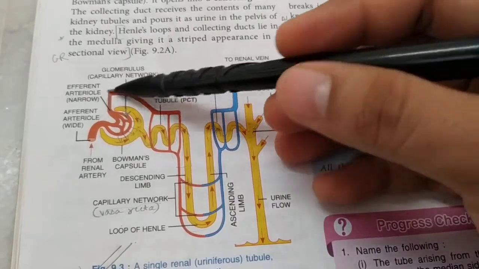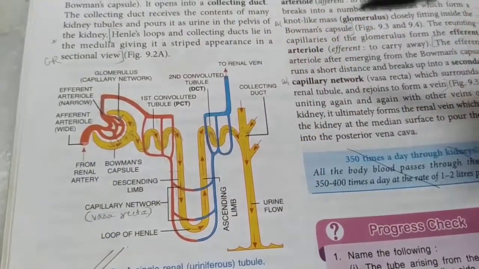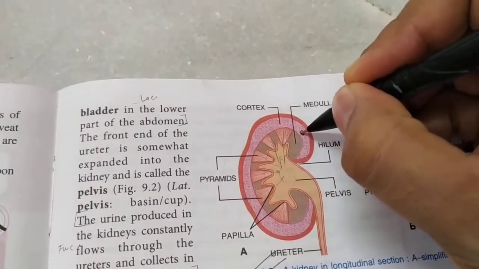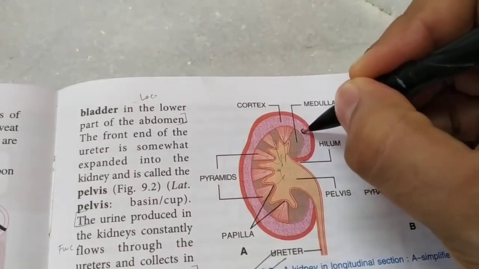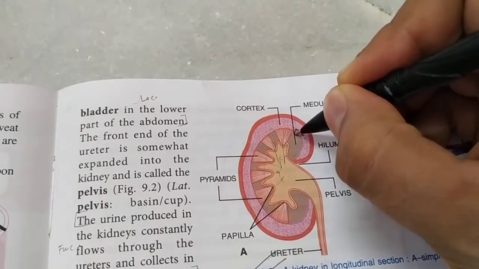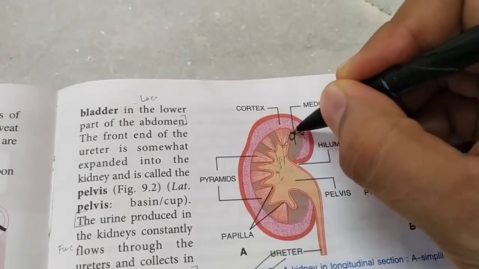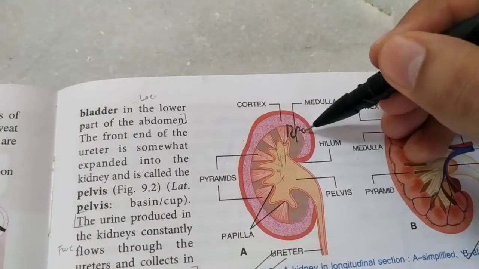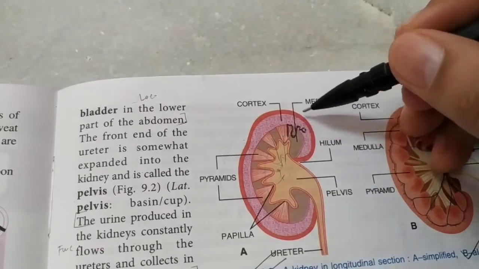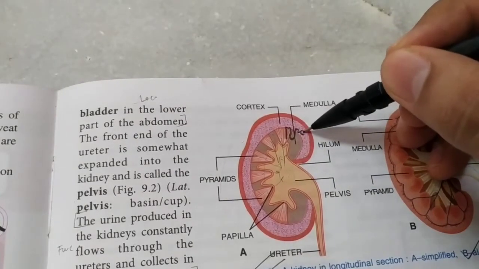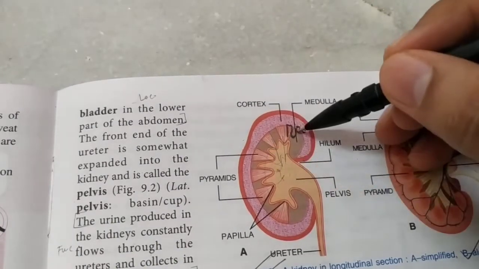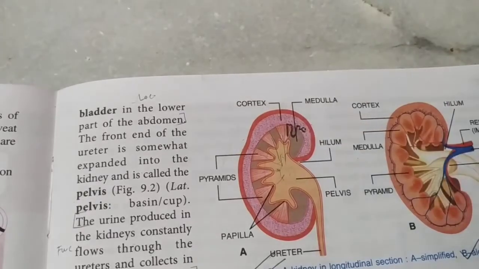Now this entire Malpighian body along with the PCT is present in the cortex region. So let me just draw this, a small Malpighian capsule with the glomerulus and the PCT, and the loop of Henle is in the central region, and so is the collecting duct. So because of the Malpighian body and the PCT being in the cortex, it gives it the dotted appearance. And because of the loop of Henle and collecting duct in the medulla region, it has a striped appearance. These are the reasons.